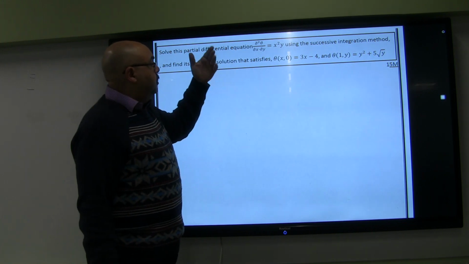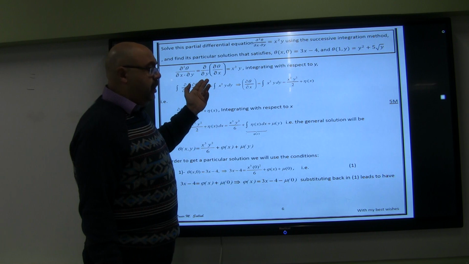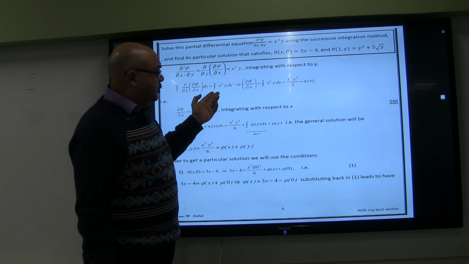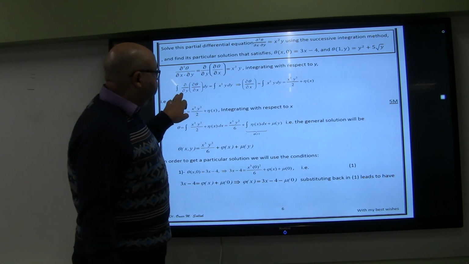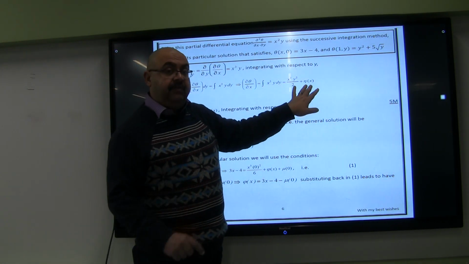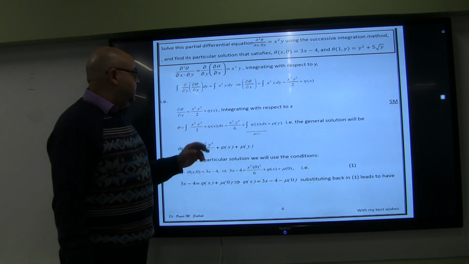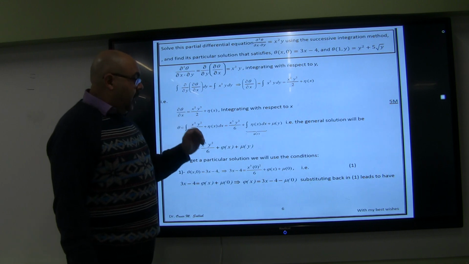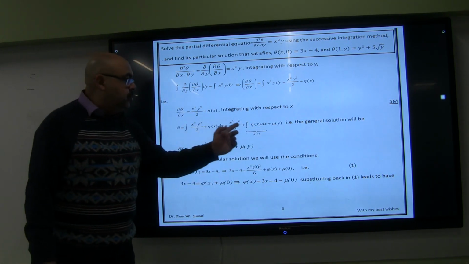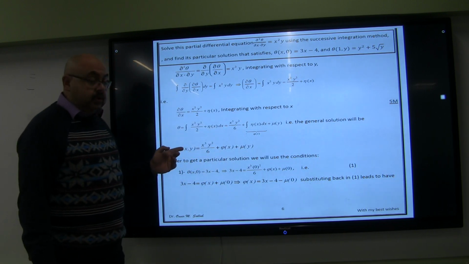I've chosen to integrate first with respect to y, then with respect to x. Once you start integrating with respect to y, don't forget to add a function of the other variable, which is x, then integrating once more with respect to x, and don't forget to add another function which is in y.